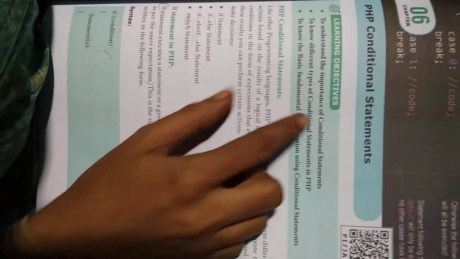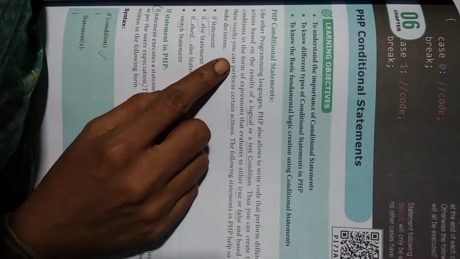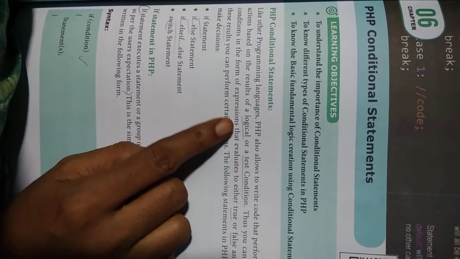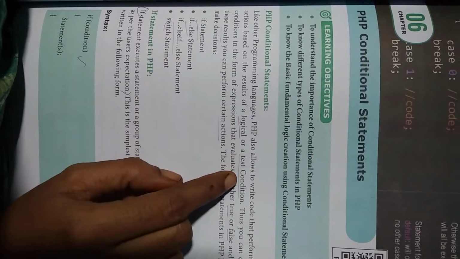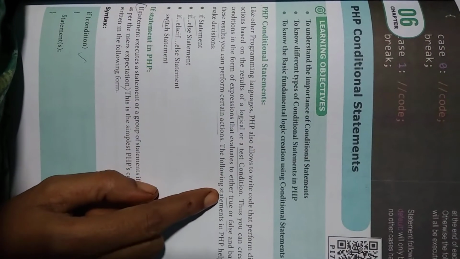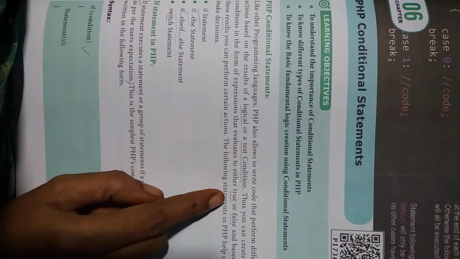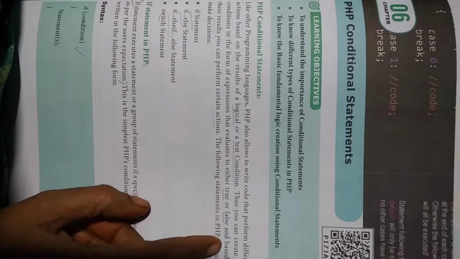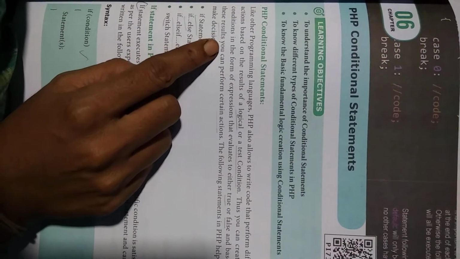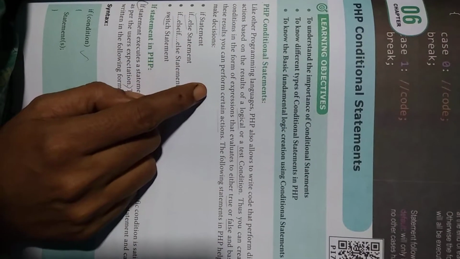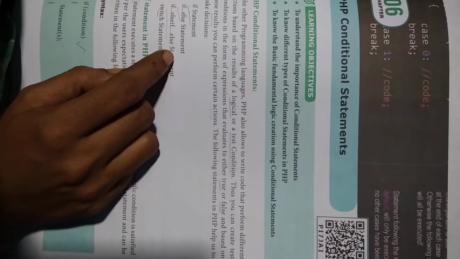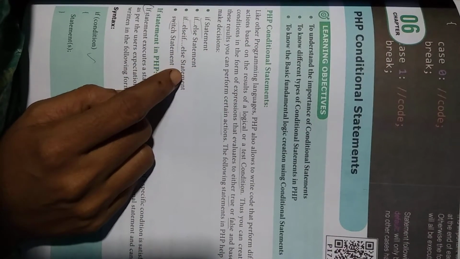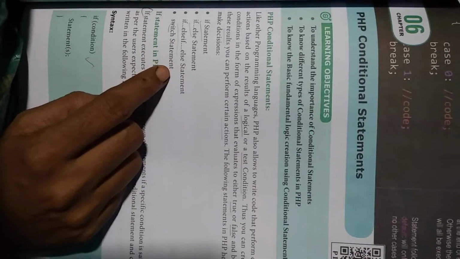So, sixth chapter: PHP conditional statement. A PHP conditional statement is a logical or test condition. It evaluates the expression and gets the result either true or false, and based on these results you can perform certain actions. What are the different types of PHP conditional statements? The if statement, the if else statement, the if else if else statement, and then the switch statement.